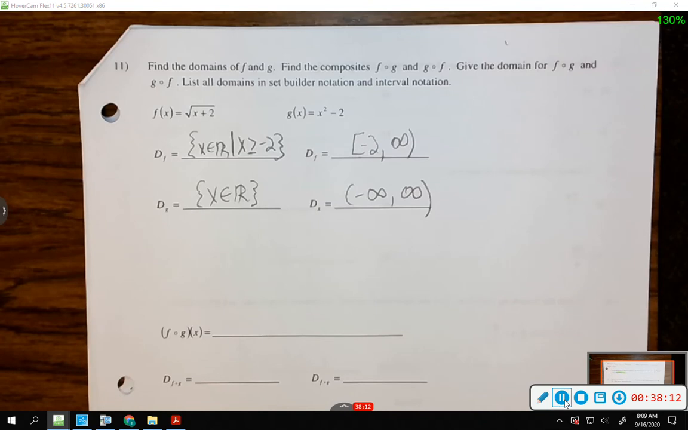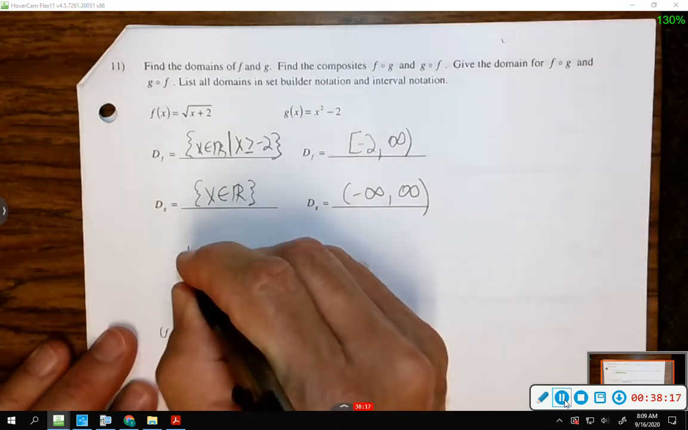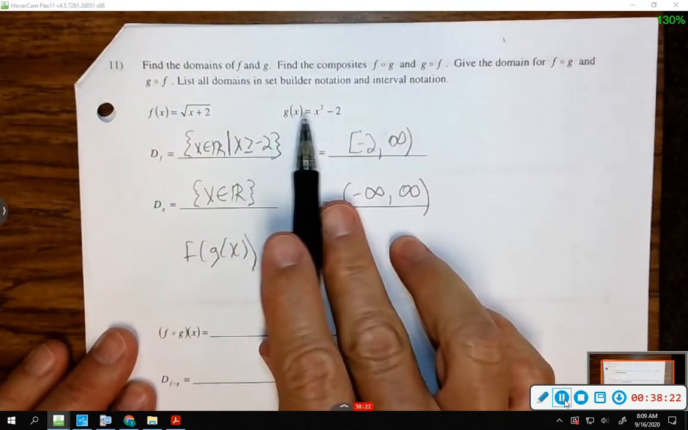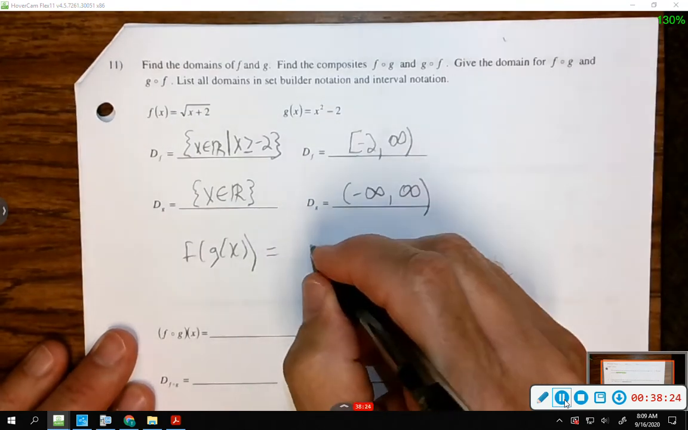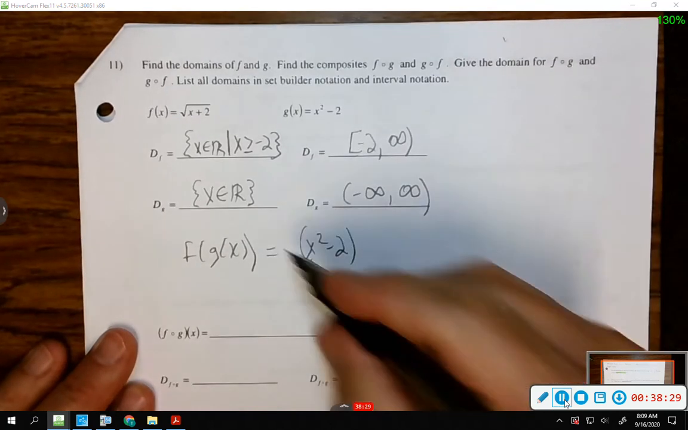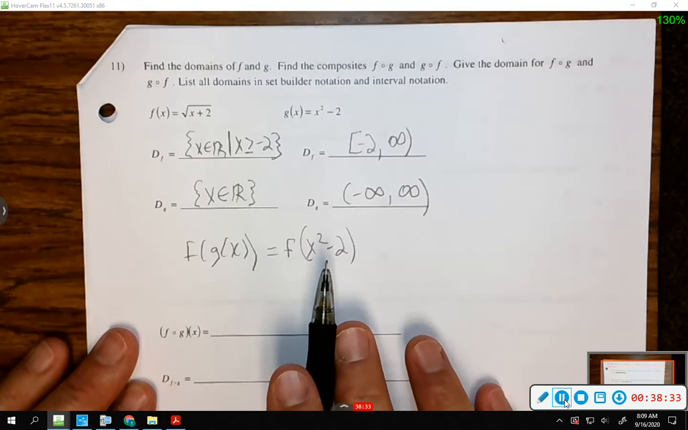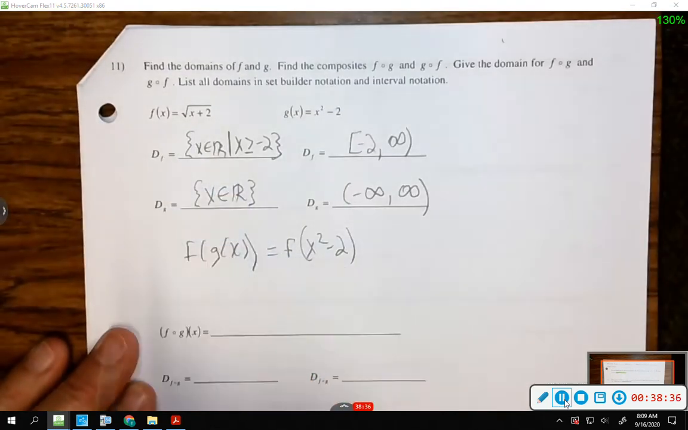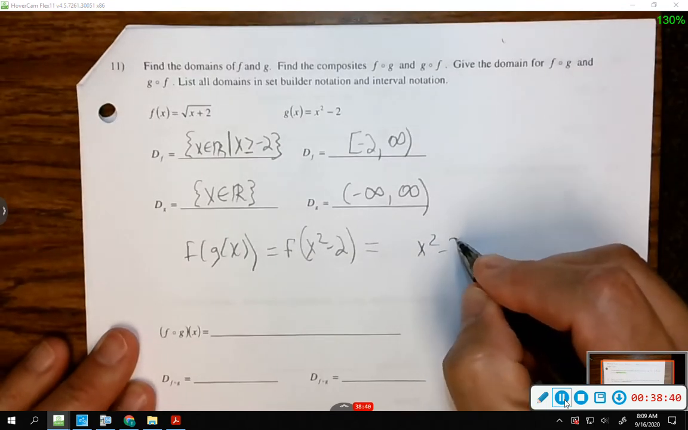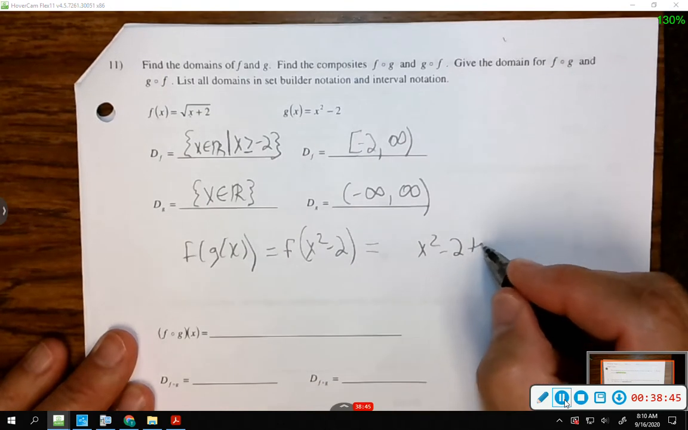F of g of x. I'll show the work right here. F of g of x. Remember, x goes into the g function. Whatever comes into the g function, x squared minus 2 comes out. Just a machine. Now, we're plugging this is the input, into the f machine. X squared minus 2 comes into the f machine. The f machine says whatever comes in, add 2, and then take the square root.